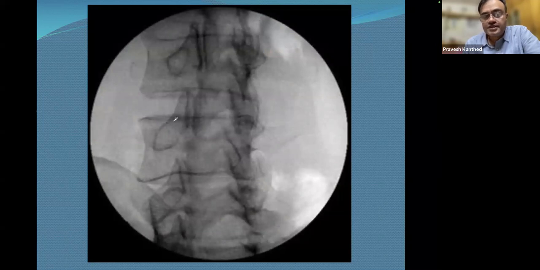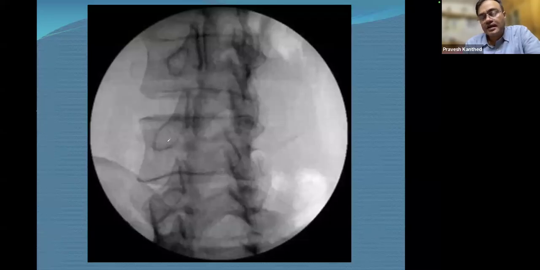Now, what are these structures? This is again a vertebral body, the superior articular process, the transverse process, the pedicle, the inferior articular process. This is the spinous process, which has moved to the opposite side when you do an oblique on one side.